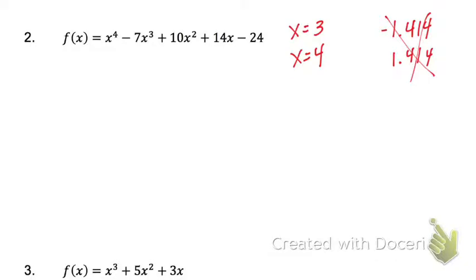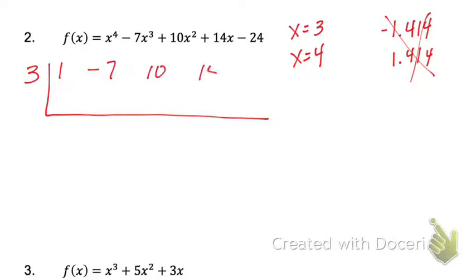So I'm going to take each one. You can do 4 and then 3, or you can do 3 and then 4. It doesn't matter, but I'll start with 3. Write it out, then do synthetic division.